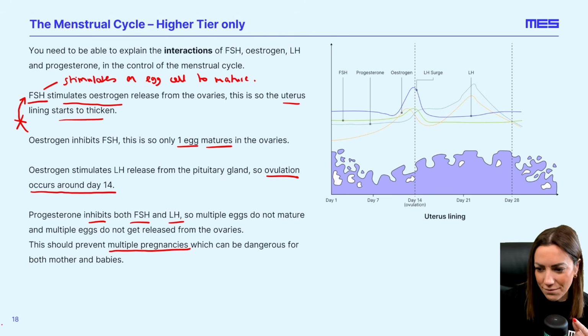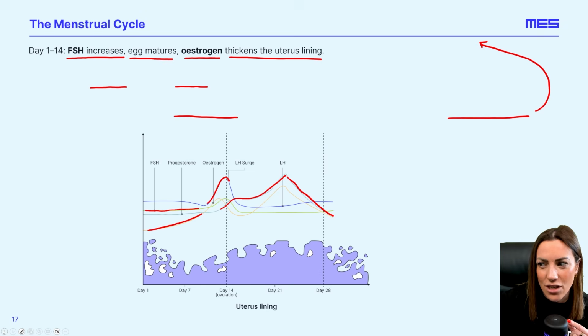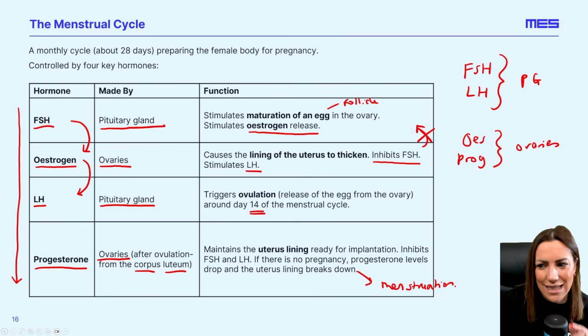Okay, so if we go back a second to this table, this is what I'm going to suggest you learn because it has the 4 hormones, it has where they're released from, and it has everything about what they do, whether you're combined foundation or combined higher even. It has everything they do and how they interact with each other. So FSH causes eggs to mature, but it also stimulates estrogen. Estrogen causes the uterus lining to thicken.